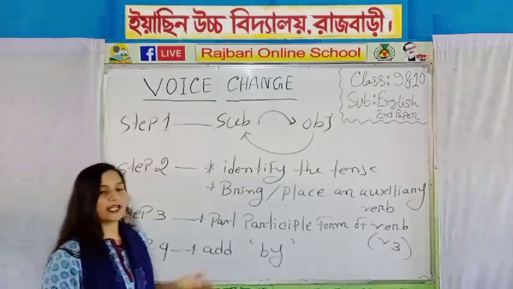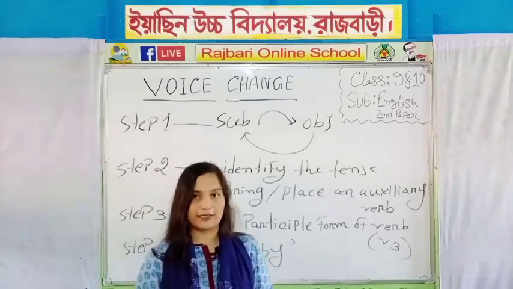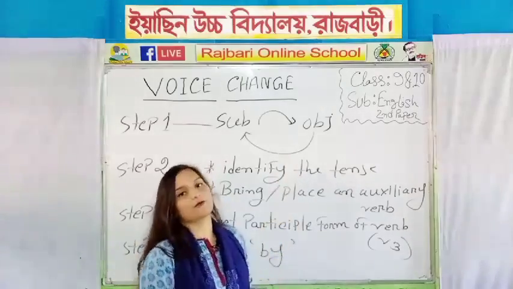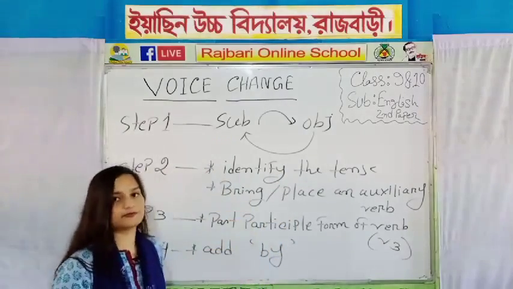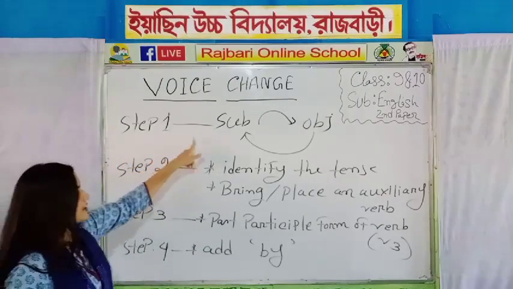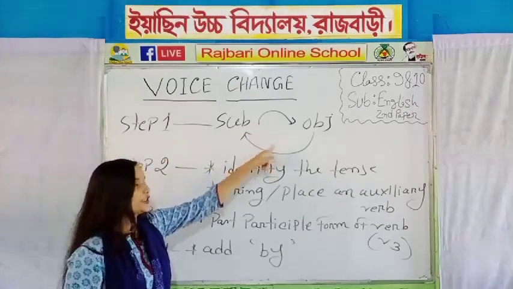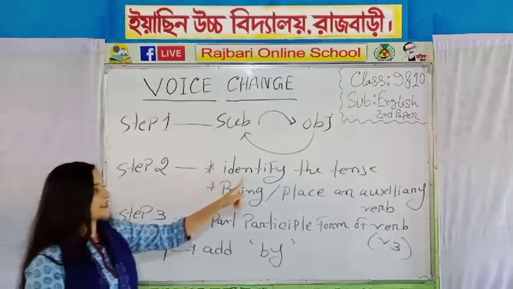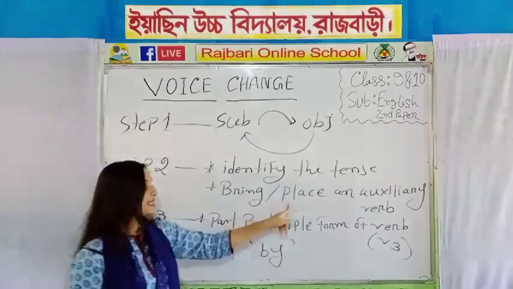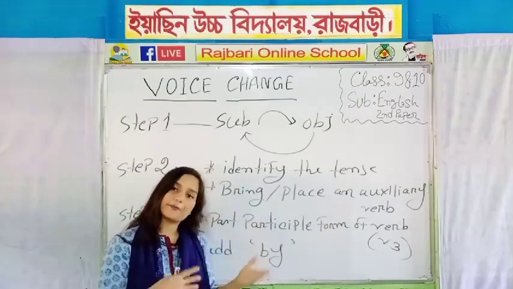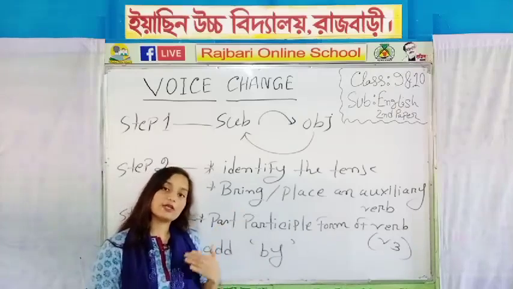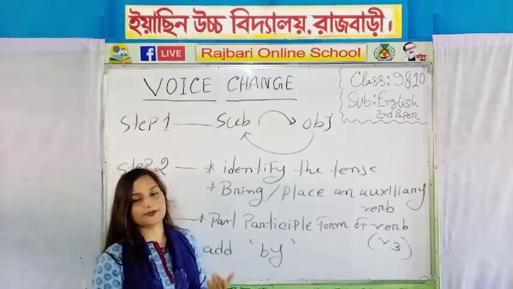Okay, now today we will solve the problems of your previous board question by analyzing these steps. The first step, I'm repeating, is making subject into object and object into subject. The second step is to identify which tense it is, and according to that tense you have to bring or place an auxiliary verb. In the previous class I showed you a chart where you can get all the auxiliary verbs according to tense.